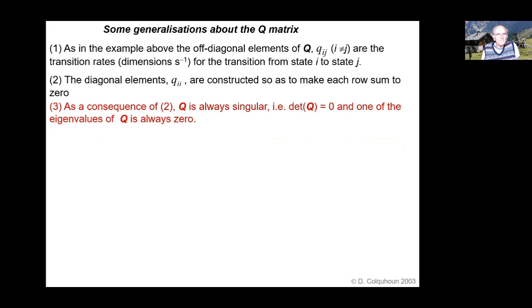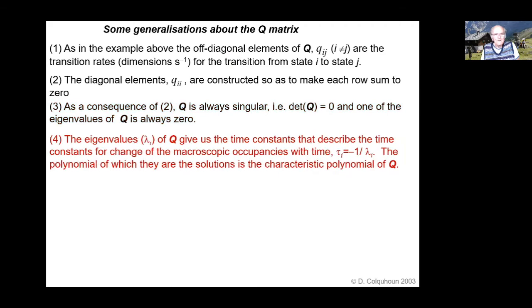And as a consequence of the definition in two, Q is always singular. It has a zero determinant, and one of its eigenvalues is always zero. The eigenvalues of Q give us the time constants for the change of the macroscopic occupancy with time. The time constants are just minus one over the rate constants, which are the eigenvalues of Q.